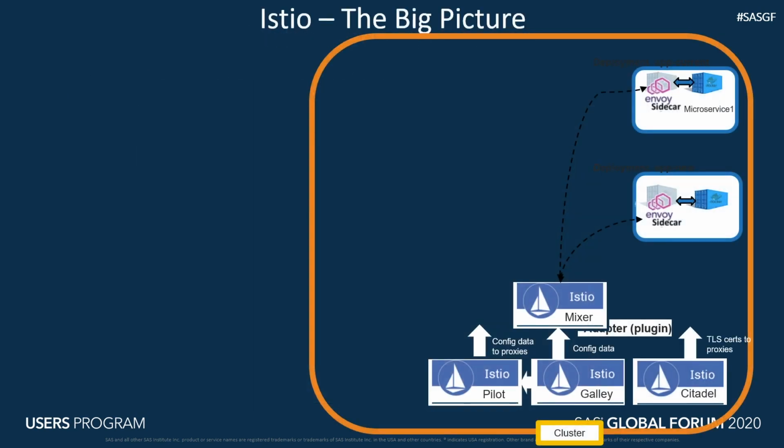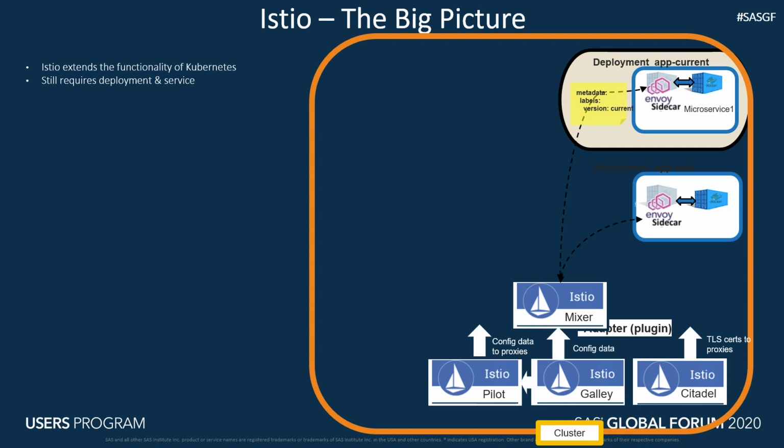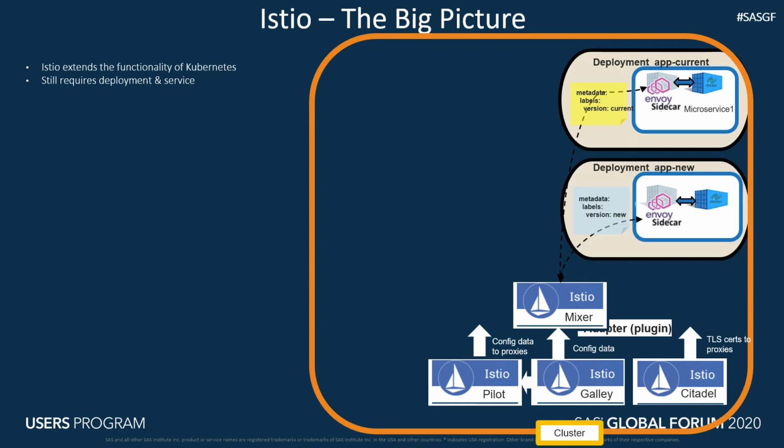So the big picture of Istio here, let's try to tie this all together. We have the control plane and the data plane, but at the core, Istio is extending the functionality of Kubernetes. It still requires a deployment and a service that we have up and running. We have a deployment for my current app, for example, and we have metadata associated with that. We have services in front of there. So it doesn't take the place of these Kubernetes objects, but it augments things to extend the functionality.